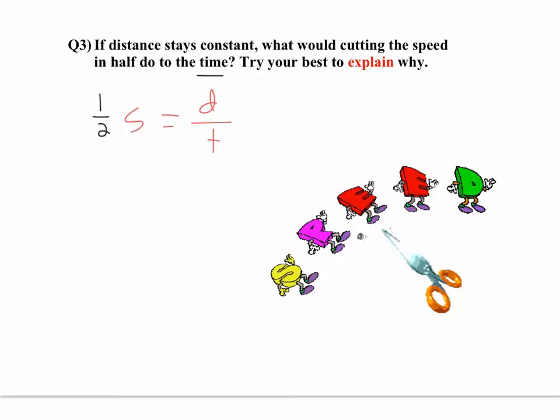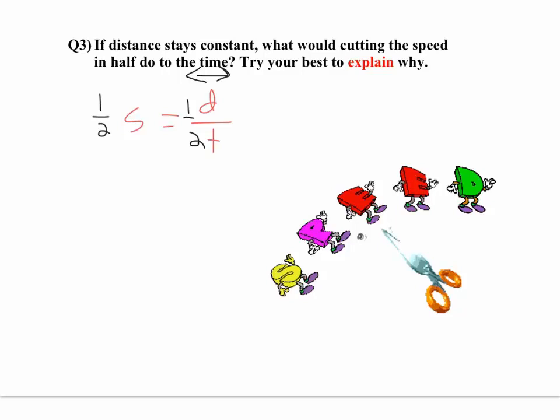And if the distance is staying constant and not changing, then that means the only thing that can change is the time. So what do I have to do to the time to make it half as big as a fraction? Because time's in the denominator, it needs to be twice as big, so that way we still get a half on each side.